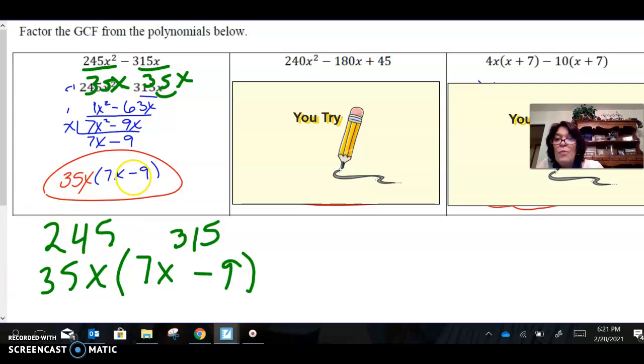And as far as why this is just an x, well, it was x squared divided by x. That's just x. This one was x divided by x. They cancel. X divided by x cancels.